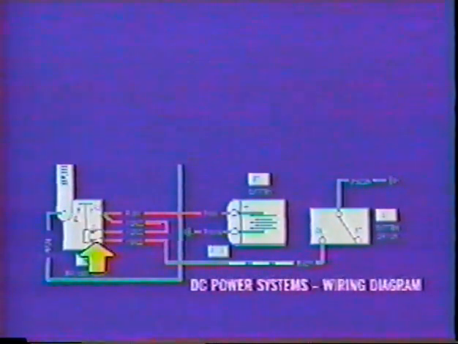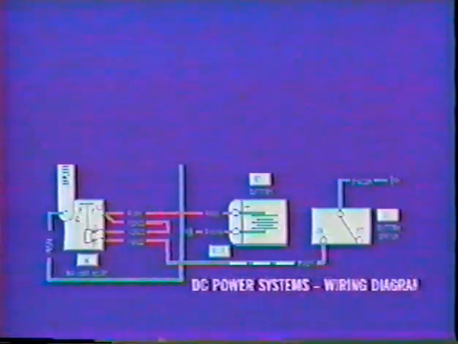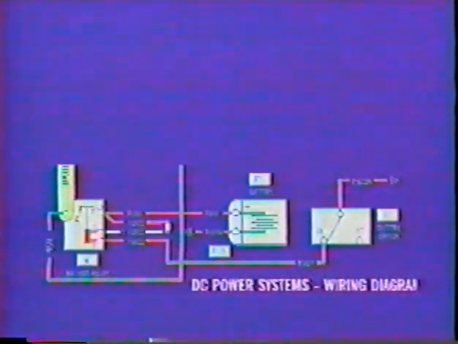Find X2 on the battery relay and follow this wire to the battery switch. You can see an opened circuit exists at the battery switch. Close the switch. This completes the ground for the battery relay.